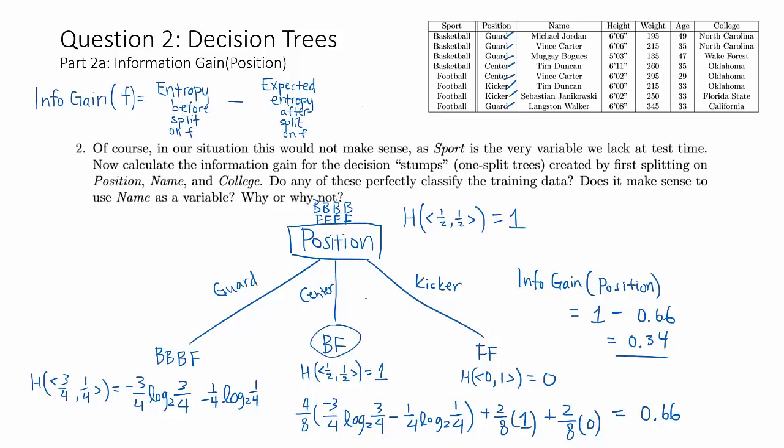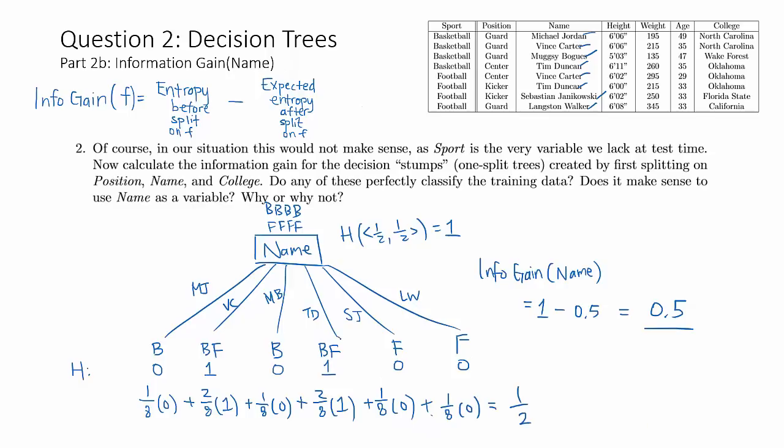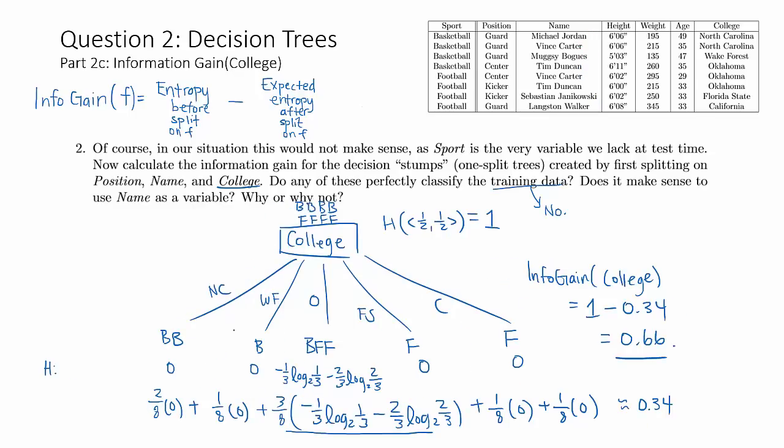So this one here, this one here, and this one here. Does it make sense to use name as a variable? So here, the answer is also no. And the reasoning is because name is too unique to a person. So using name as a variable will likely cause our classifier to overfit.